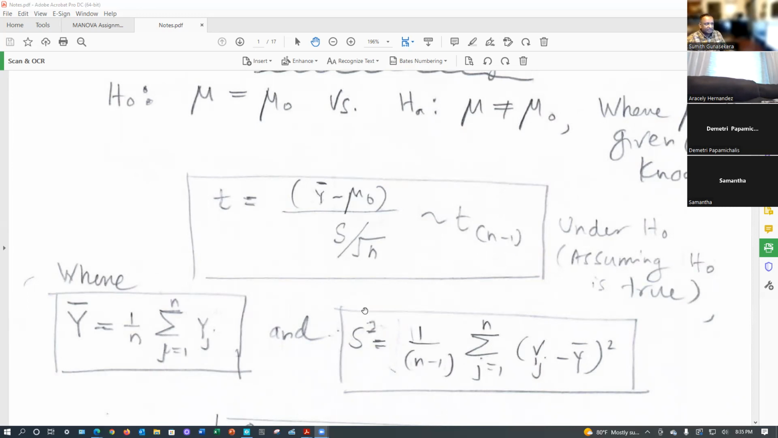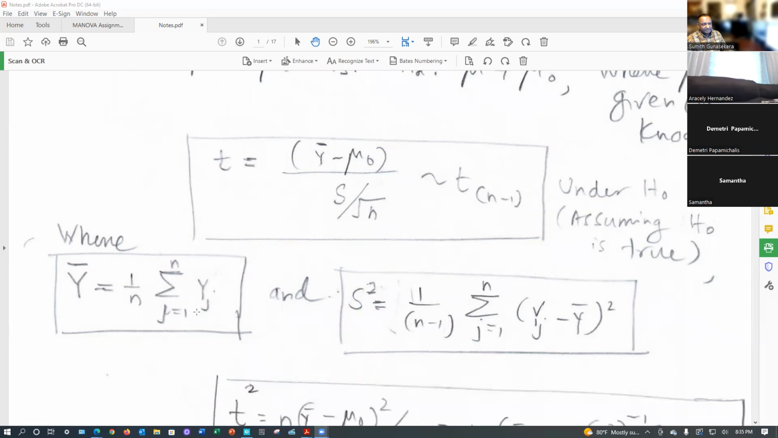Here, s is calculated this way: you take each reading minus its mean, squared. This part we normally call the sum of squares, or sometimes the within. This part we call the degrees of freedom, and this is the degrees of freedom again. At the same time, y bar is calculated. It's basic stuff that we have seen.